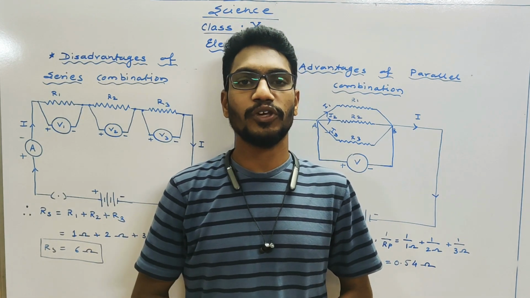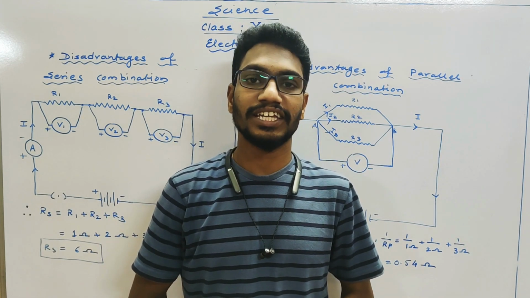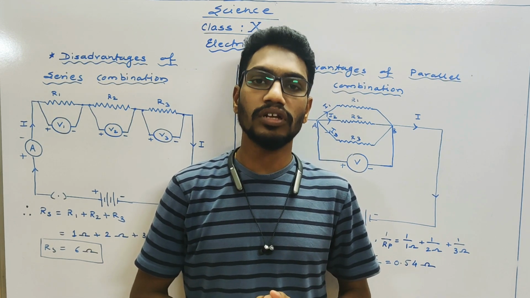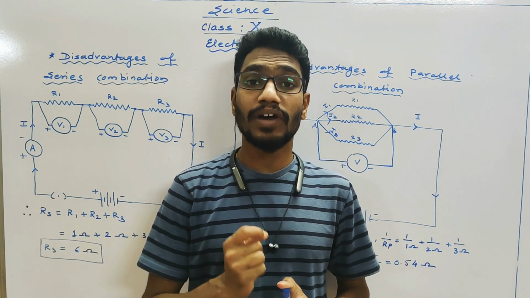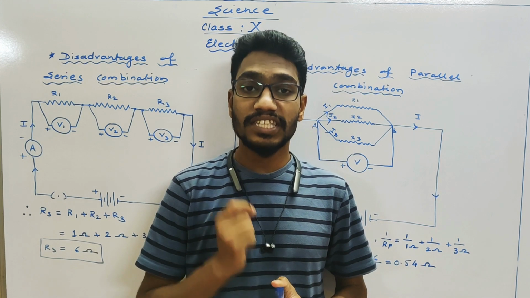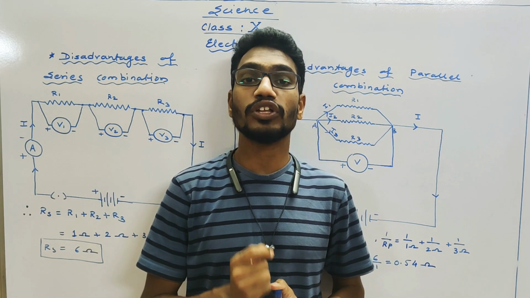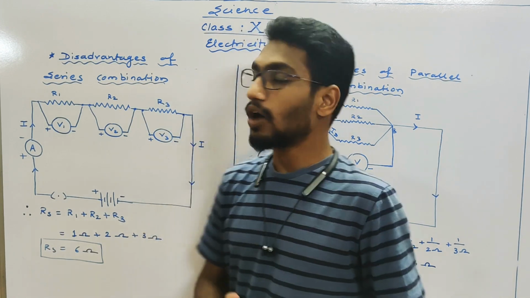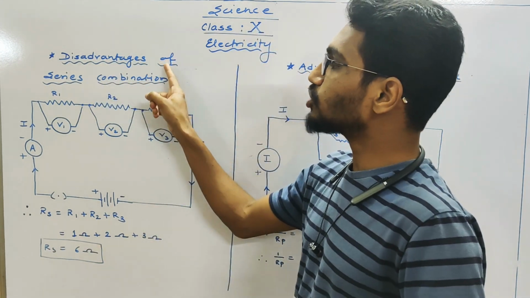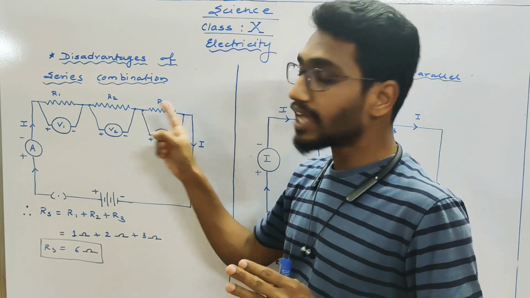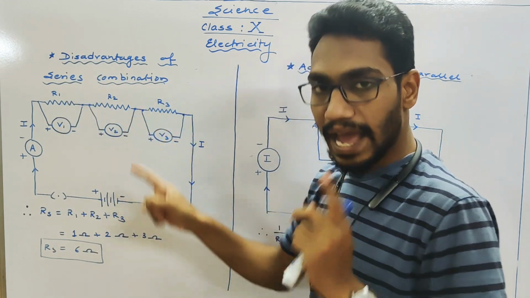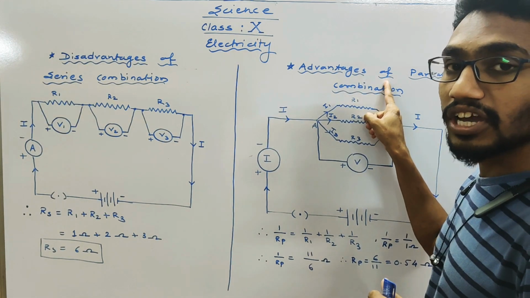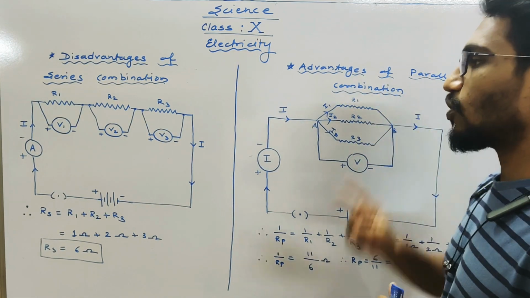Now this is another video from the chapter Electricity, Class 10 CBSE. In the previous video we learned to derive the equivalent resistance for the series combination and also for the parallel combination. Our today's topic is about disadvantages of connecting electrical appliances in series combination and advantages of connecting all the electrical appliances in parallel combination.